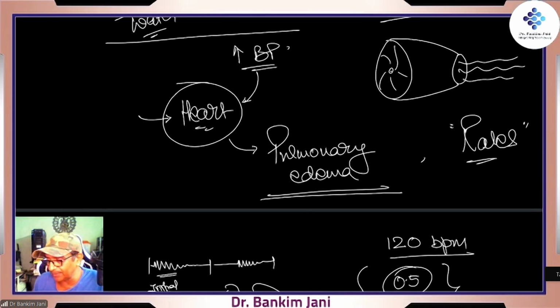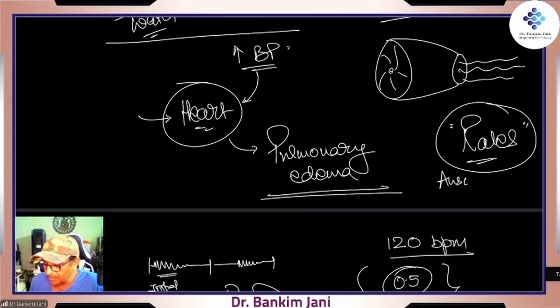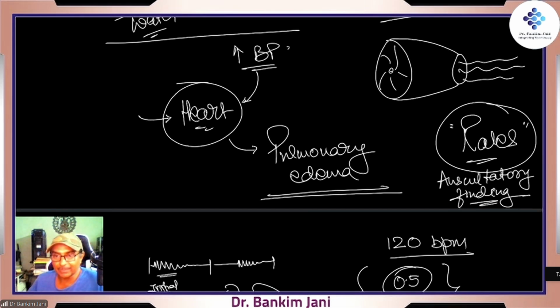One of the things you hear on the stethoscope is called rales. Just keep this word in mind. I'm writing it: it is an auscultatory finding. A question was asked one or two lectures back: yes, with the help of the stethoscope, many diagnoses can be done. Many. And this rales is a very difficult sound.